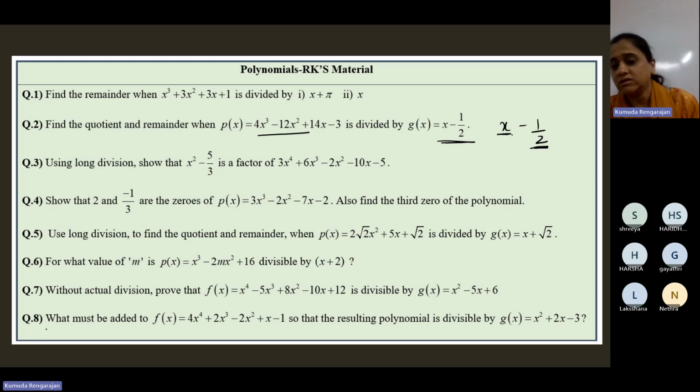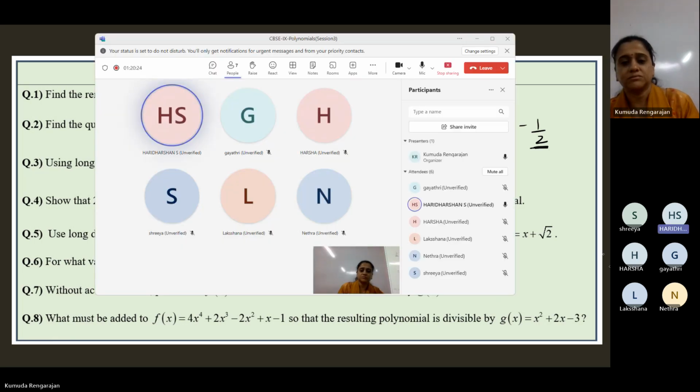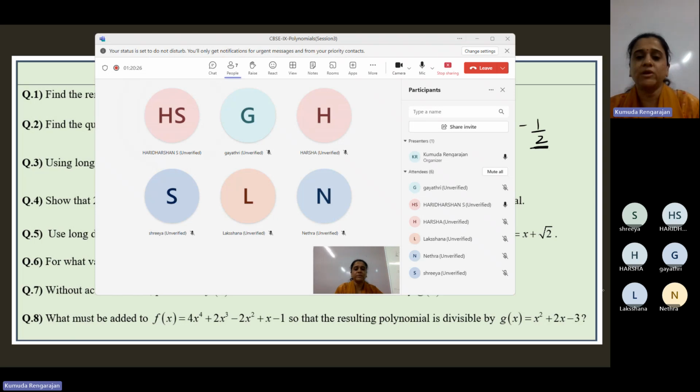X is the variable. Somebody's mic is enabled. Please disable your mic. Hari Darshan, disable your mic. Yeah, thank you.